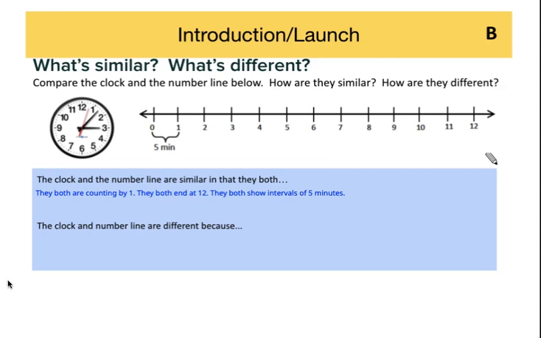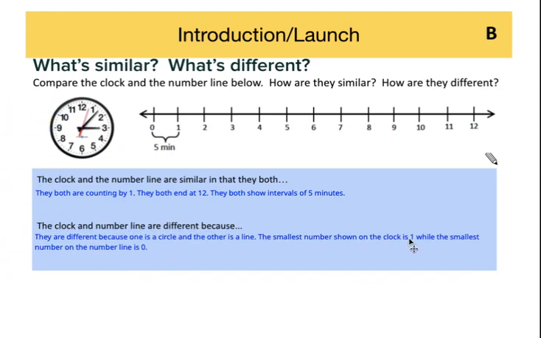How are the clock and number line different? What did you notice? Did you notice that they are different because one is a circle, right, and one's a line? Did you notice that the smallest number on the clock is 1, while the smallest number on the number line is 0?